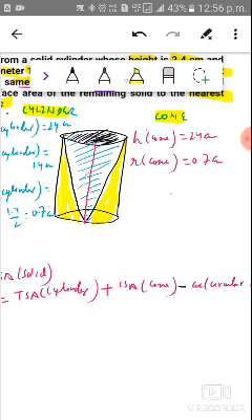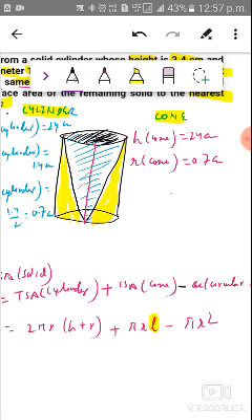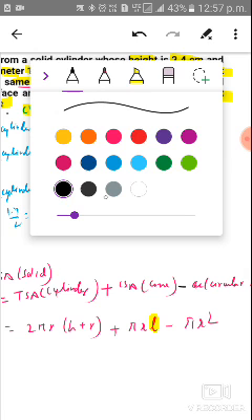Now the total surface area of the cylinder is 2 pi r into h plus r, plus the CSA of the cone, which is pi r l, minus the area of the circular base, that is pi r square. You see, we have l here, which we don't know, and l is the slant height of the cone. So we need to find the slant height of the cone.